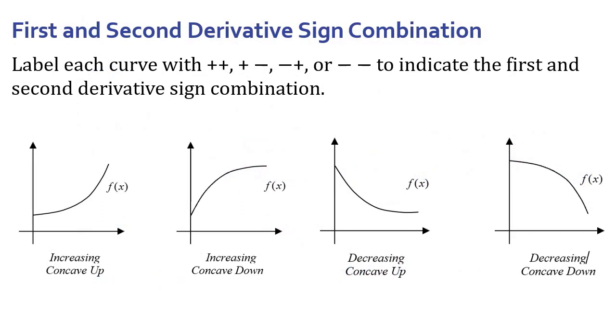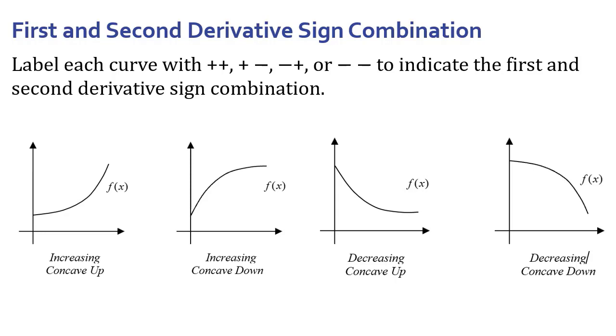So let's talk about concavity again. I already drew these pictures a little bit on that last slide, but let's bring it in together with first and second derivative sign combinations. This is going to help us get an accurate picture of what a function's graph should look like, knowing if it's concave up, concave down, where you're going to have local maximums and minimums, and where it's increasing or decreasing.